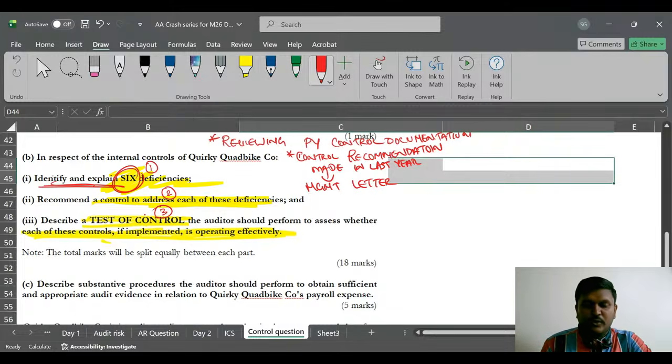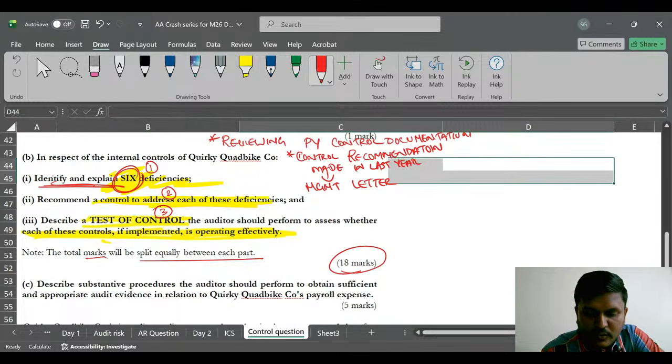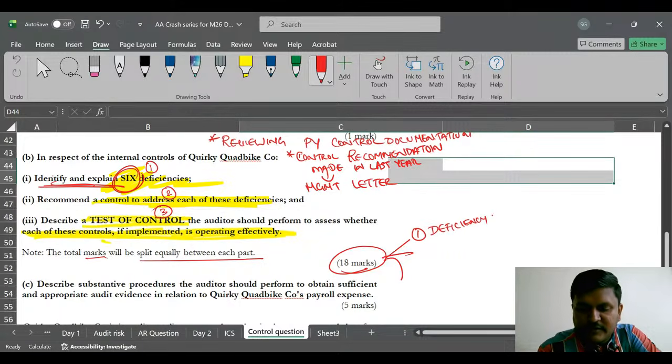So 1, 2, 3 here, and they're saying marks will be split equally between each part, and we have 18 marks here. 1 is for identifying the deficiency. How many marks? We have 6 marks for that. Okay. Second, we'll be going for recommendation of control, the control recommendation.